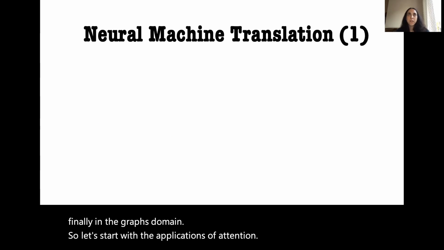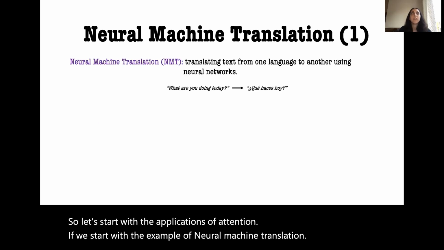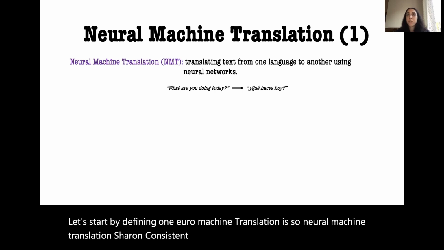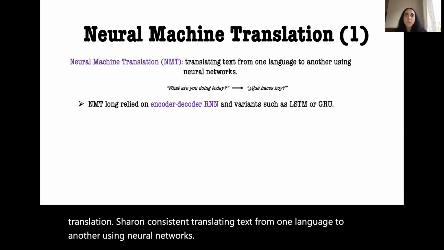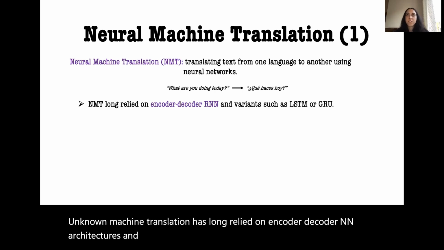If we start with the example of neural machine translation, let's start by defining what neural machine translation is. Neural machine translation consists in translating text from one language to another using neural networks. Neural machine translation has long relied on encoder-decoder RNN architectures and their variants such as LSTMs or GRUs.